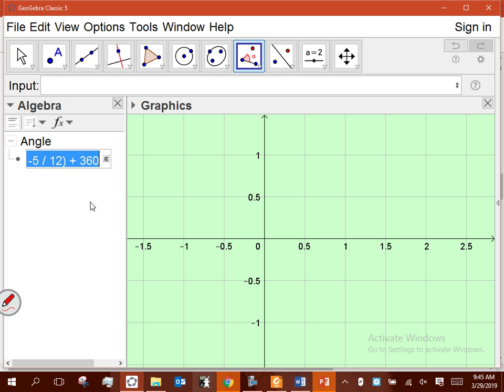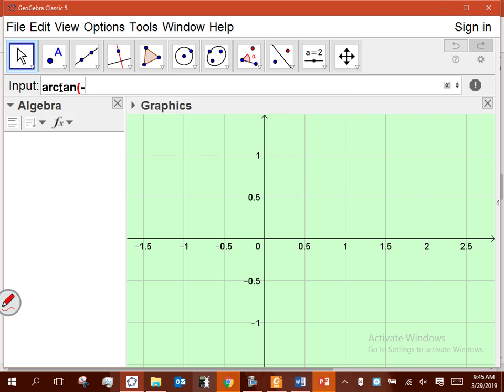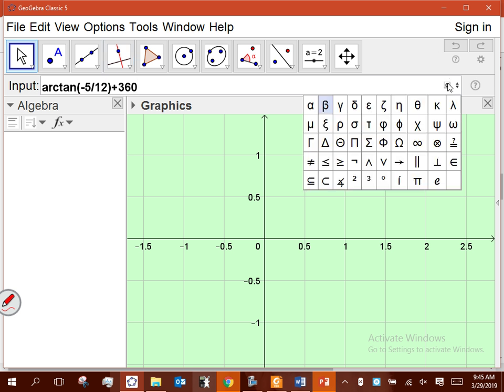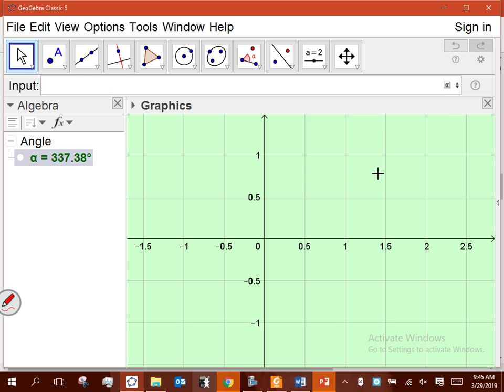I don't know what that's doing. Let's do it this way. So we're going arctangent of negative 5/12 plus 360. I don't know if I need to put a degree in there or not. No. Okay. That's not right. Arctangent, negative 5/12. And this is just knowing the syntax of GeoGebra here. There we go. Okay. So that's the angle they're talking about when they say that tangent is negative 5/12 and we're in the fourth quadrant. Does that make sense to everyone?